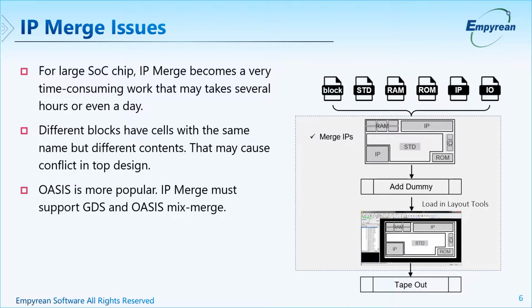One big challenge when assembling a large SoC chip is the IP block merge. For a large SoC chip, IP merge becomes a very time-consuming task that could take several hours or even over a day. With IPs coming from multiple sources, it is quite often we could have cell name collisions, meaning different cells could have the same name. If this issue is not properly resolved, it could cause a large number of LVS violations.